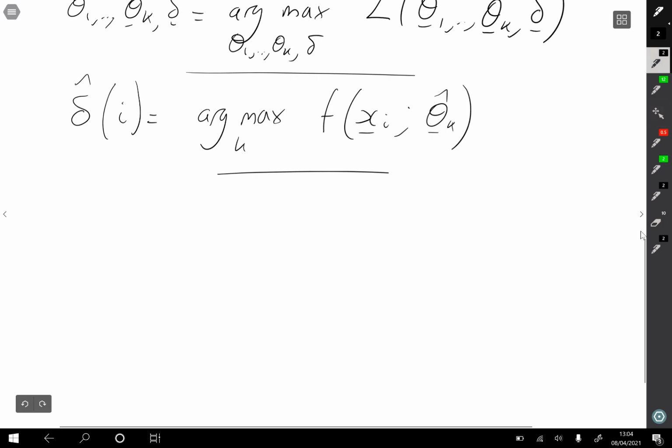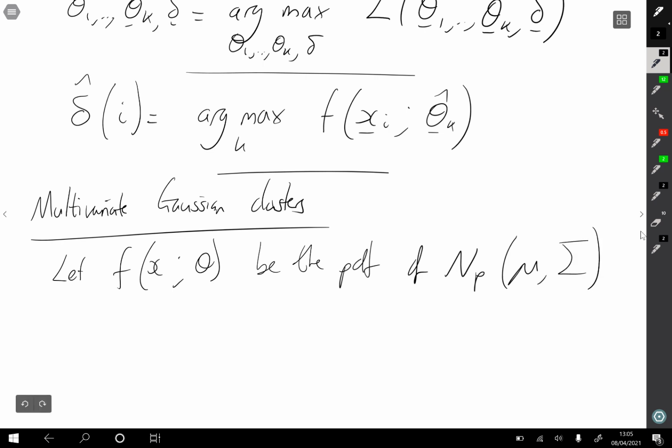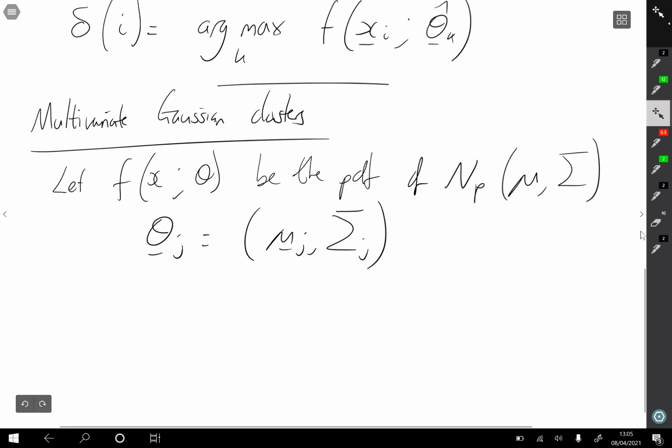The most common choice for the densities f is multivariate Gaussian. So we let f(x; theta) be the PDF of a normal distribution in p dimensions, if x is p-dimensional, with some mean mu and variance sigma. So our theta_j's, our parameters here, are some mean vector mu_j and some covariance matrix sigma_j. Just like in k-means, we have an iterative approach for estimating the clusters and the parameters. In k-means, the parameters were just the mean of each cluster. Here we've got two parameters, a mean and a variance.